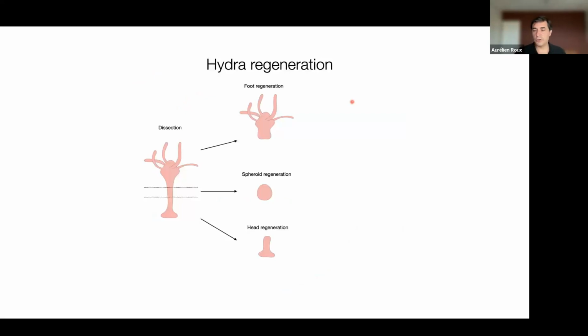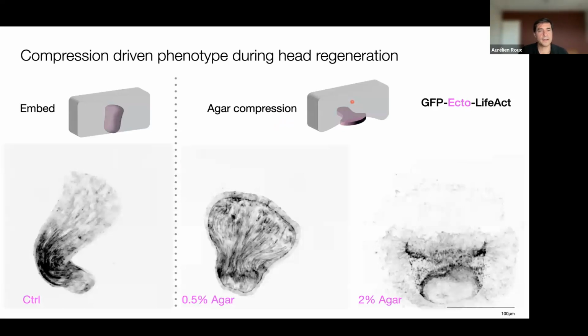What I'm going to show you is the regeneration of the head from the foot tissue. So if you take a Hydra and cut it in 3 pieces, you can look at the regeneration of the foot from the head. The central part will be able to regenerate both the head and the foot, and the foot will regenerate the head. So I'm going to show you only head regeneration. What Yamini did was to look at the regeneration process under the microscope.